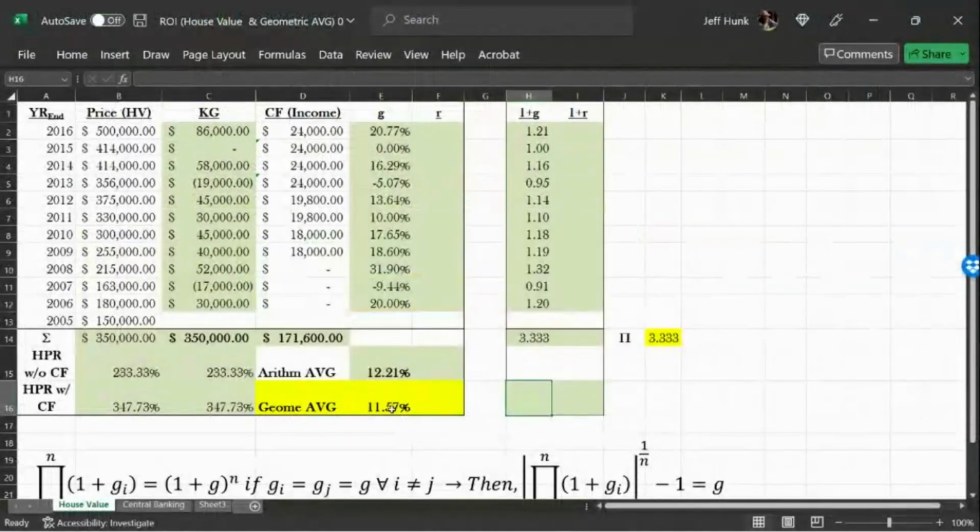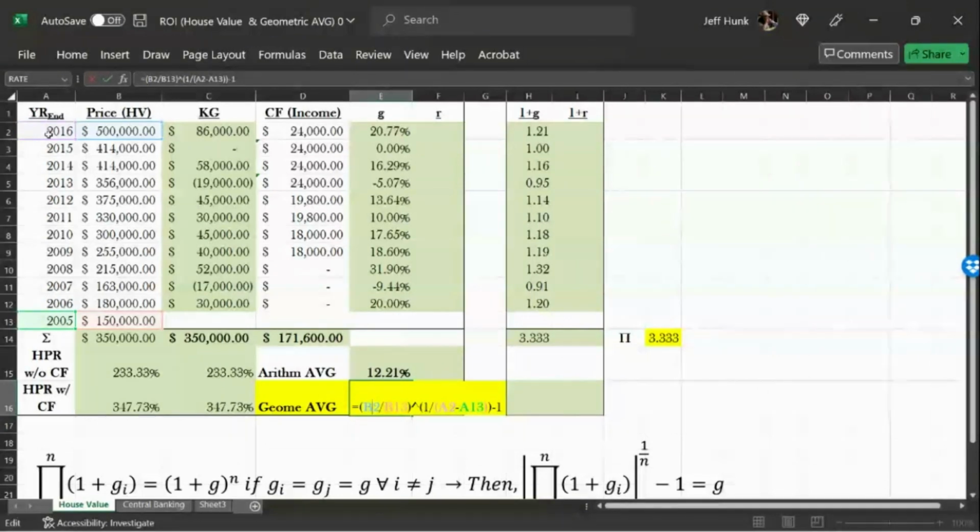In our last class, we found geometric average by using this formula, which is future value over present value raised to 1 over n, right? N can be found by subtracting the past from the future, right?